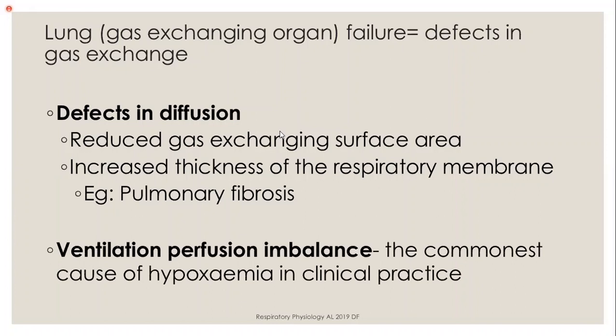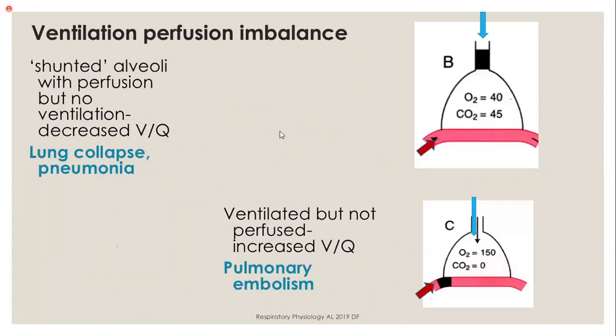Another big group of disorders or defects that cause gas exchanging organ failure and therefore hypoxia is ventilation perfusion imbalance. This group is the commonest cause of hypoxemia that doctors see in clinical practice. So these are the two extremes. If the top diagram represents most of the lung, and the bottom diagram also represents the lung as a whole, although only one alveolus and capillary is shown here.